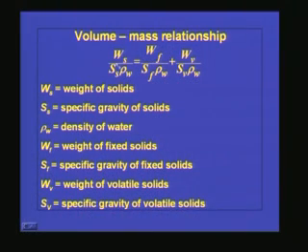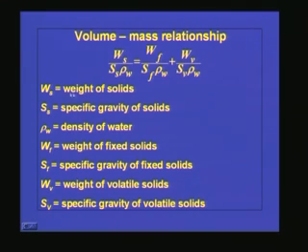So it is essential to find out the volume of the sludge, the mass of the sludge, the mass contributed by the fixed solids and the mass contributed by the volatile solids, and vice versa. We can use this formula to find the relationship between volume and mass of a sludge. The formula is Ws/(Ss·ρw) = Wf/(Sf·ρw) + Wv/(Sv·ρw).